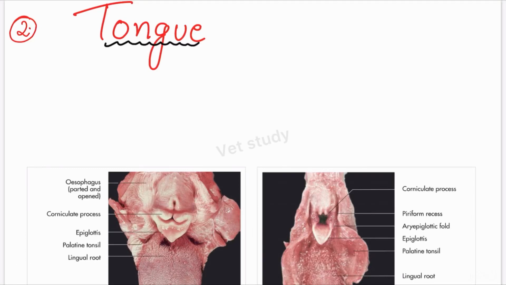So this is the second video in the series of splanchology, and in this video we will discuss the tongue, a very important organ.